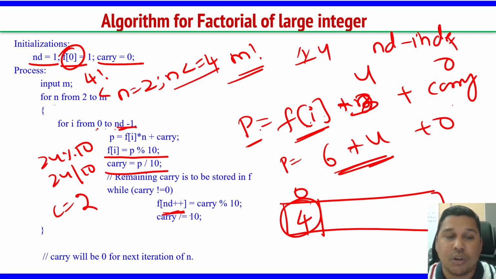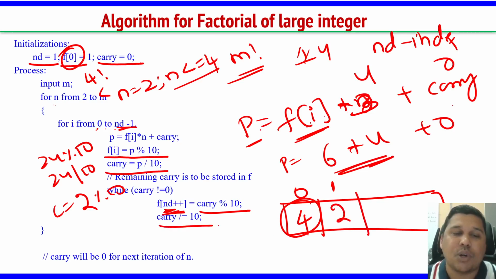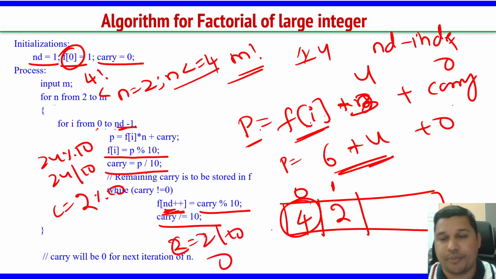Here f of nd minus 1, so it was 0, this becomes 2 now, it becomes 1 again. Sorry, nd means it becomes 1. So, in index 1, I am putting carry modulo 10, that is 2 modulo 10. So, I will be putting here 2. Carry equal to carry by 10, that is c equal to 2 by 10, that is 0.